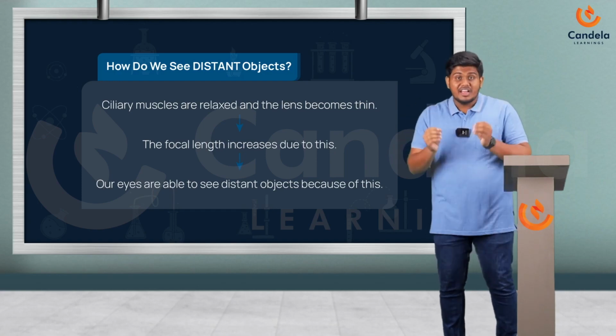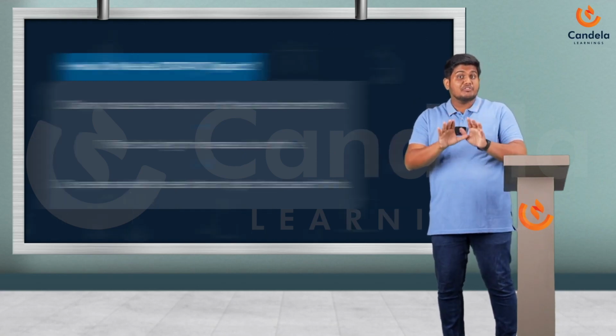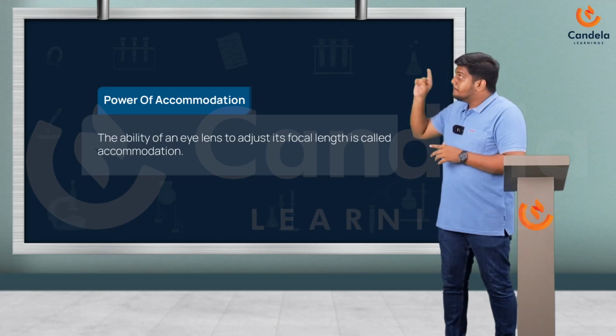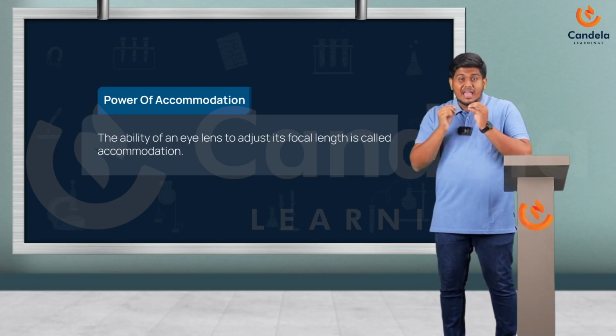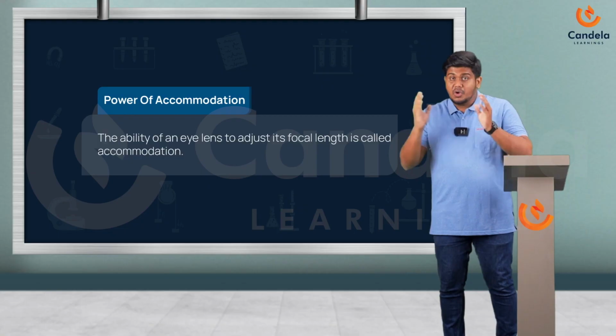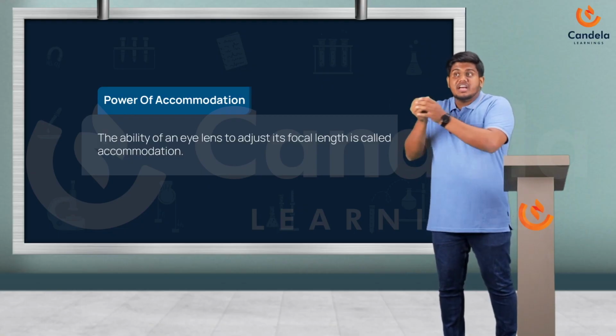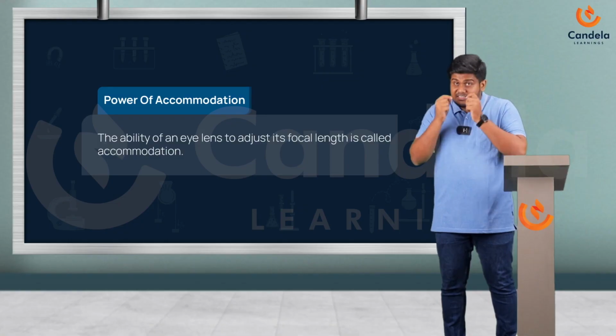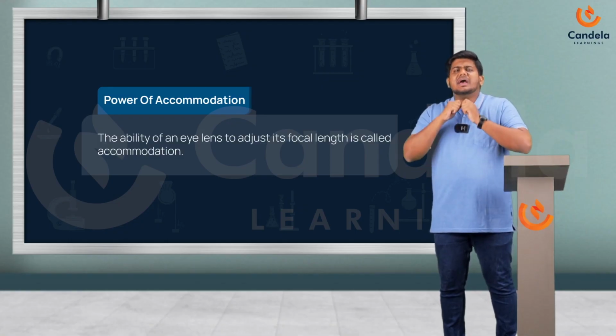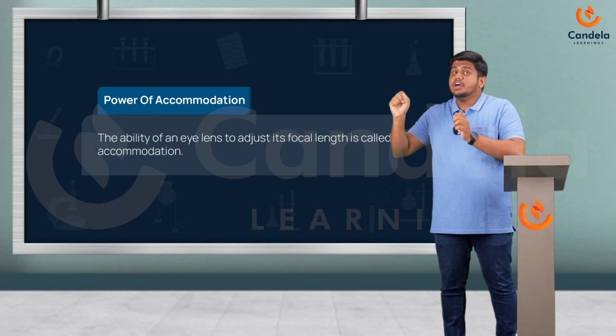With this knowledge, let's try to decode what power of accommodation is. Power of accommodation is the ability of our eye to adjust its focal length depending on the object that is in front of it. This is something the eye does by itself depending on where your object is.